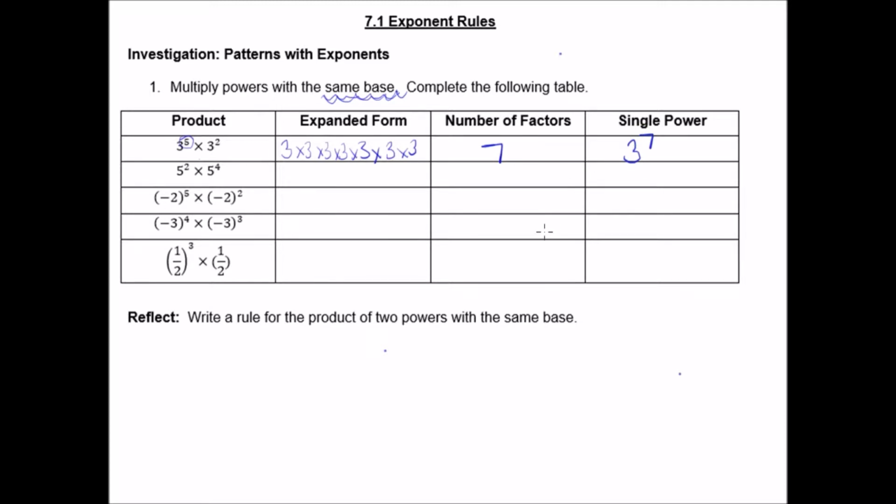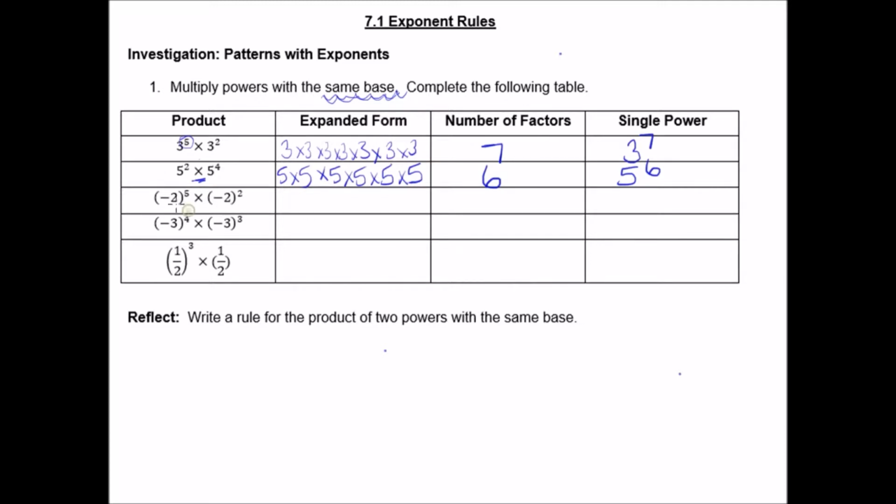Okay, let's try the next one. 5 squared, well, we know that's just 5 times 5, and multiplied by 5 to the 4. So let's write 5 4 times. 1, 2, 3, 4. Okay, 1, 2, 3, 4, 5, 6. Now there are 6 factors, so this actually becomes 5 to the 6.